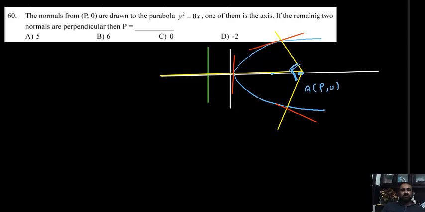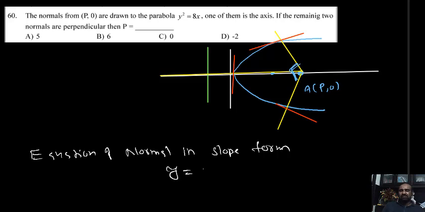I want to use the equation of normal in slope form. What is that? y equal to mx minus 2am minus am cube. Three m's are there, no? Three yellow lines are there, so three slopes. One m is 0, obviously. That is the yellow line along the x-axis.